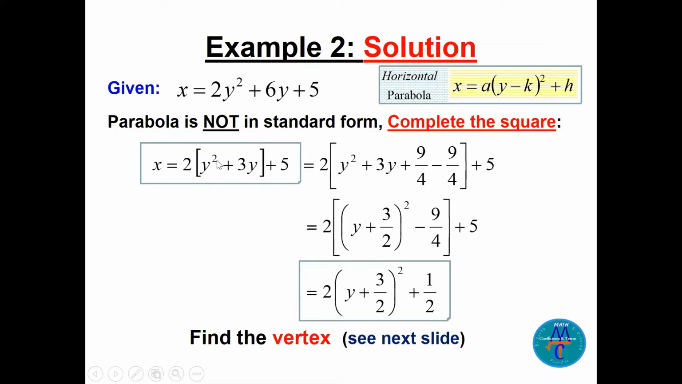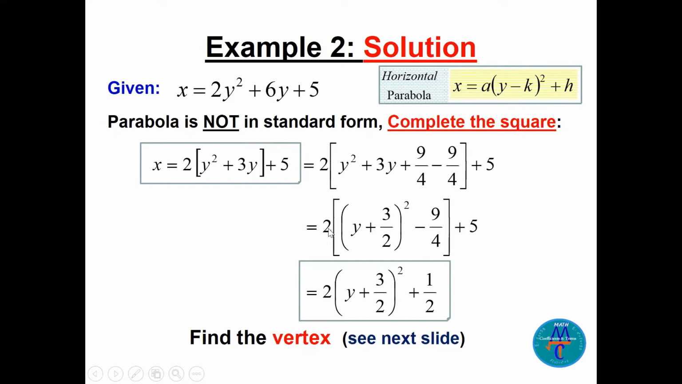So I have now y squared plus 3y. I need to complete the square to make it perfect. So I take the coefficient of y, 3, divide by 2, 3 over 2, square it. So that's 9 over 4. So I add 9 over 4 and subtract 9 over 4, as if I'm adding 0. Now I take the first 3 terms here. It will be y plus 3 over 2 all squared minus 9 over 4.